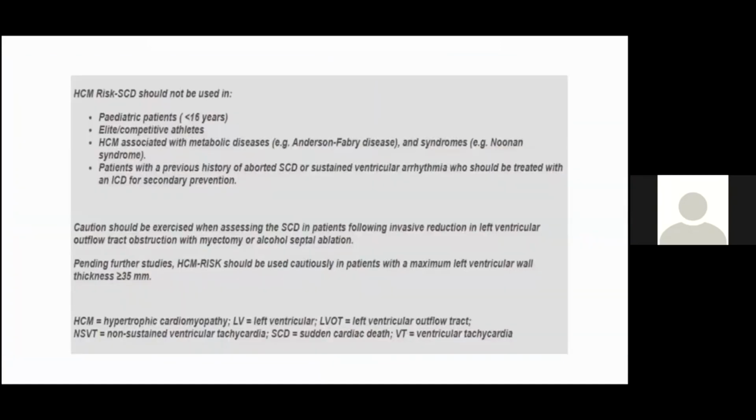The calculator proposed by the latest ESC guidelines has some limitations, as it cannot be used for pediatric patients aged less than 16 years old, elite competitive athletes, hypertrophic cardiomyopathy that is associated with metabolic disease and syndromes, or in patients with severe LV wall thickness higher than 35 millimeters, as the risk in such patients has a tendency to diminish.